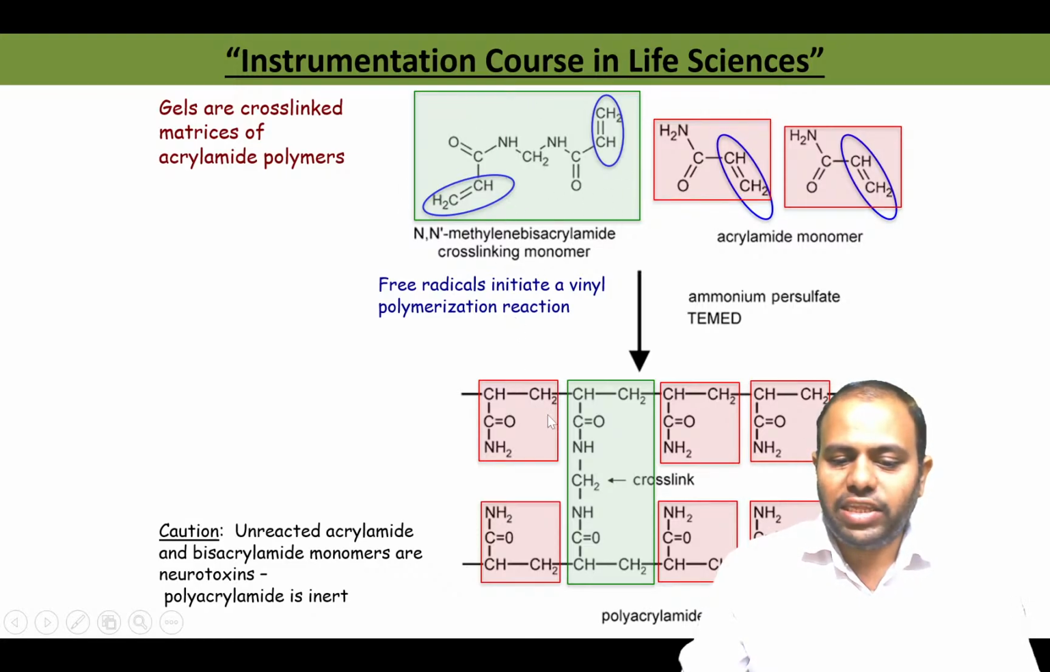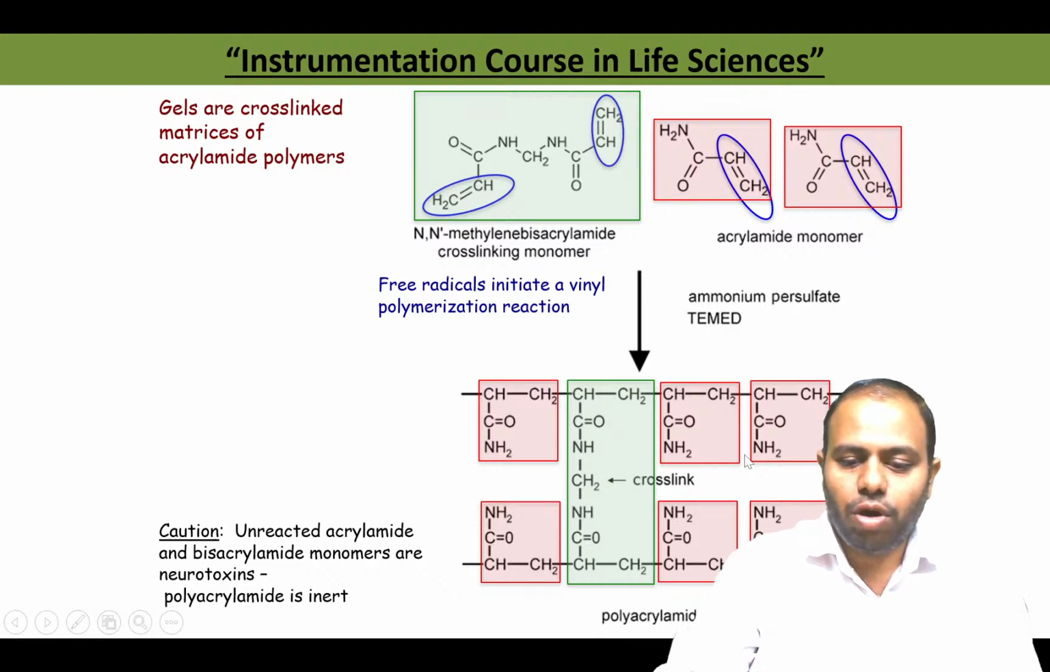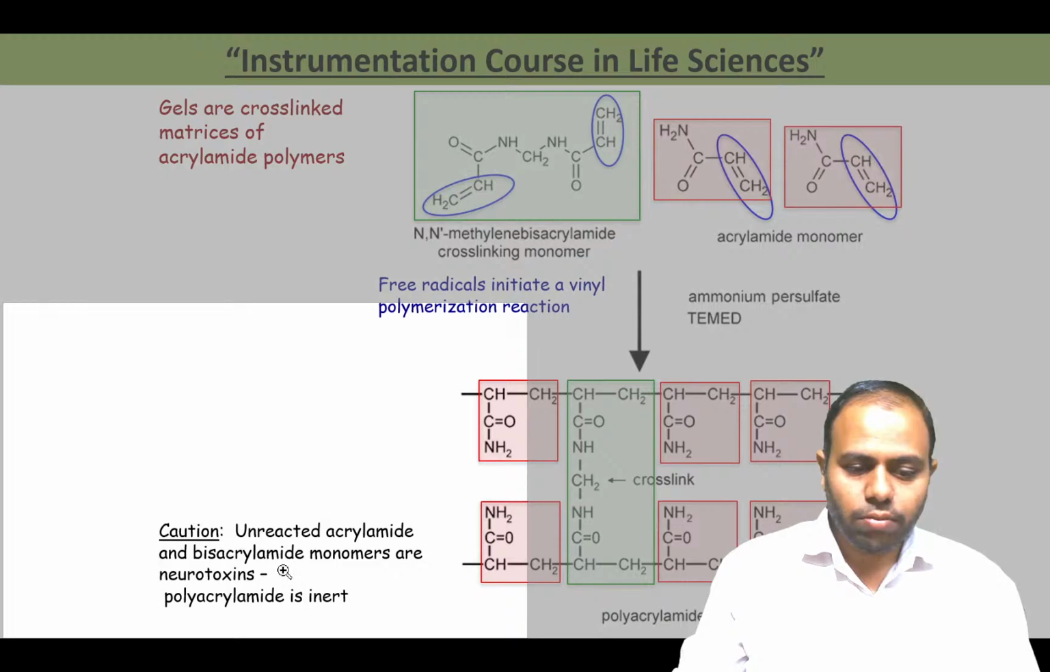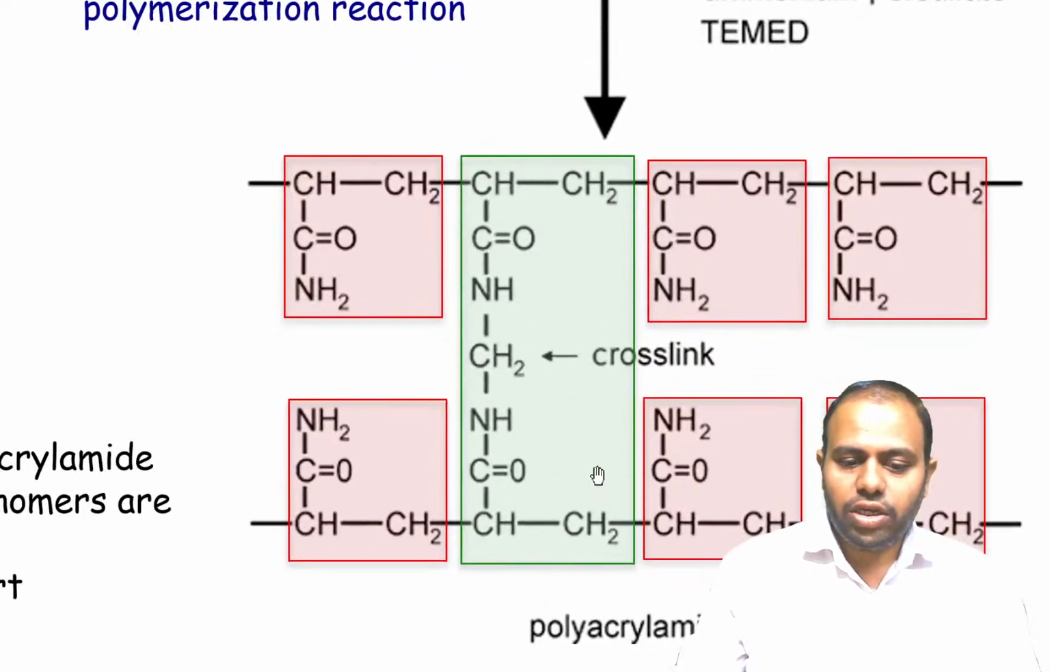They combine together like this. Bisacrylamide forms a vertical bond, and acrylamide forms a horizontal bond. After forming the two bonds, it forms different pores. You can see it is shown here: the vertical cross-linking by bisacrylamide, and the horizontal cross-linking by acrylamide.